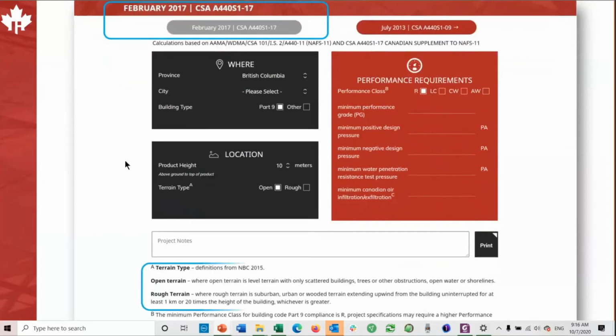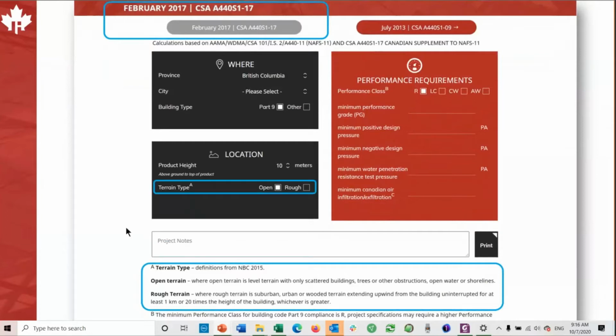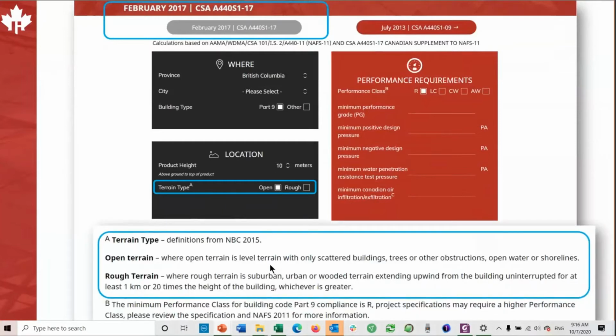As we look at the bottom of the calculator, we notice that there are some definitions there regarding terrain. And it's important to understand those definitions so you make the right choice when you come to the terrain option in the calculator. Let's take a look at those definitions right now because it's important to be clear about what they are. There are two definitions, open terrain and rough terrain. Open terrain is defined as level terrain with only scattered buildings, trees, or other obstructions. It is also open water or shorelines.